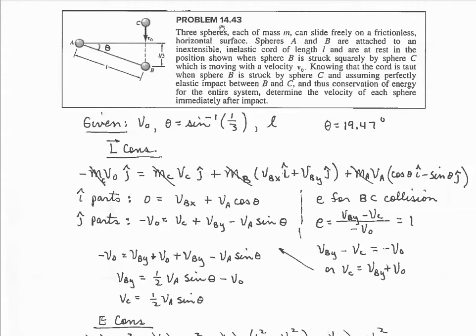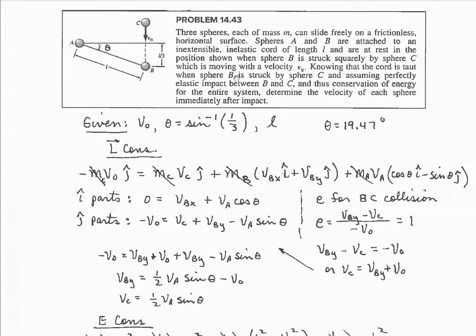Problem 14.43 states that three spheres, each of mass m, can slide freely on a frictionless horizontal surface. Spheres A and B are connected to each other by an inextensible inelastic cord of length L and are at rest in the position shown when sphere B is struck squarely by sphere C, which is moving with velocity v naught, and it is straight down. I'm going to call x to the right and y up for the coordinate system.